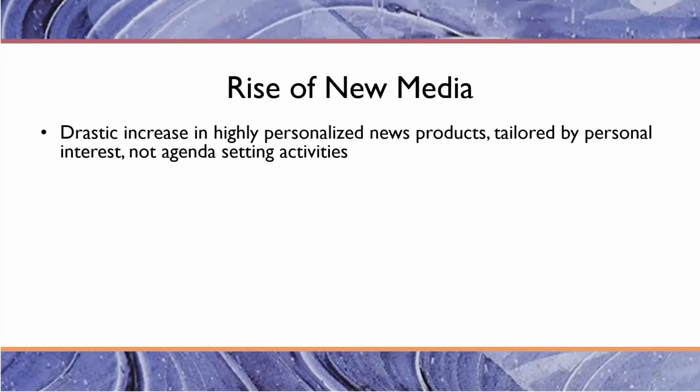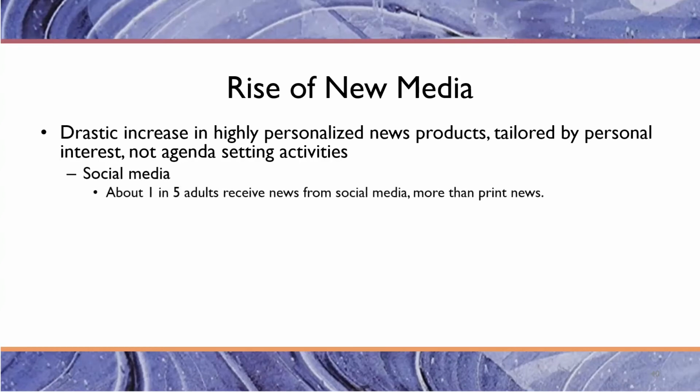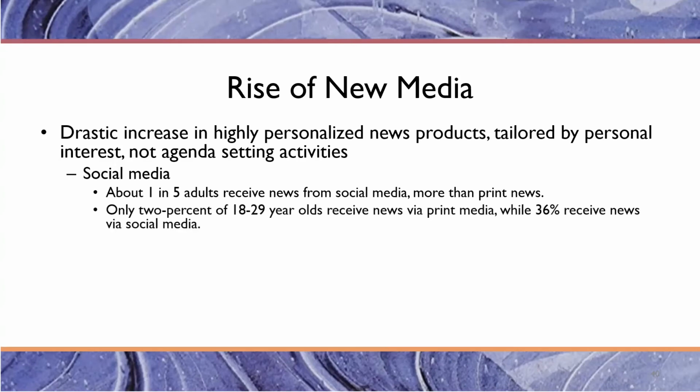So there's a dramatic increase in highly personalized news products tailored by personal interests, not by the agenda setting activities of the news media. And this is manifested through the use of social media as a news source. About 1 in 5 adults receive their news from social media, which is more than print news. And you're receiving that from people that you know. In other words, it's reposts from people you know. Only about 2% of young people, 18 to 29-year-olds, receive their news via print media, while 36% receive it through social media. What this can do is create echo chambers and, in fact, fake news.